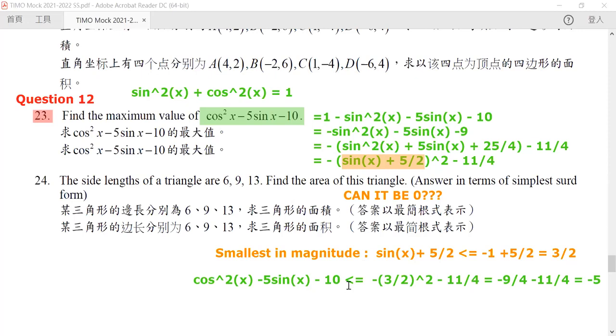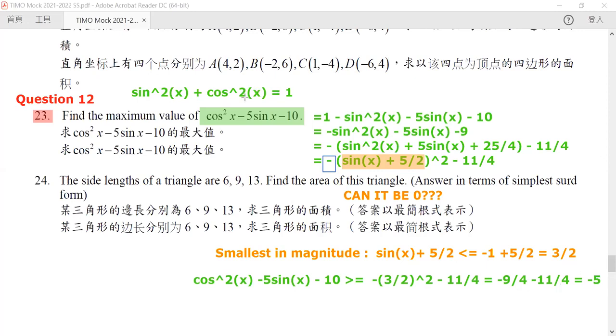So the largest value is going to be -5, because we want this to be small in magnitude. Small in magnitude for a negative number is its largest value, right? So this one is the least negative one, and hence it is the maximum. So we get that the maximum number is -5.